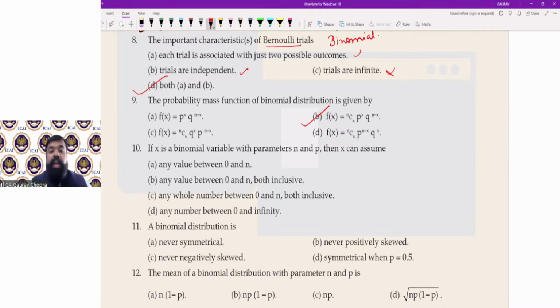Then, if x is a binomial variable with parameters n and p, then x can assume value. So what will be the value of x in case of binomial distribution? Of course, x can be 0, it can be 1, it can be 2, up to n. From 0 to n, it can have any value and it must be a whole number. Therefore, the correct option is C. Any whole number between 0 and n, both inclusive. So the 10th correct option will be C.